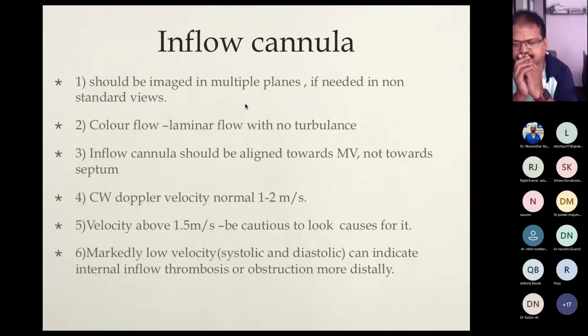And at the end, we take the velocity. It should be around 1 to 2 meters per second. Maximum velocity acceptable is 2 meters per second. But when the velocity exceeds 1.5 meters per second, we have to cautiously look for the cause of the high velocity. Then it has to be imaged in multiple angles, in multiple views, to rule out any clot or any other problem, or any obstructions or kinking.